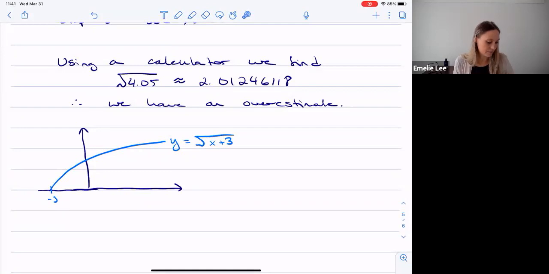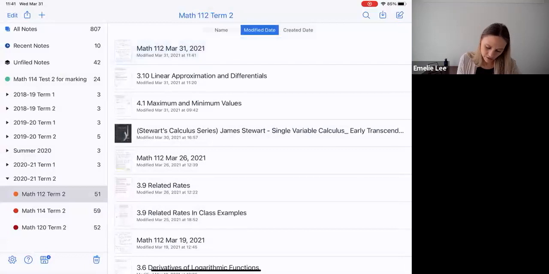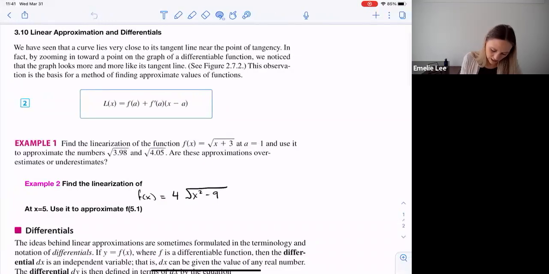Okay. Let's do another example. This one I added in.